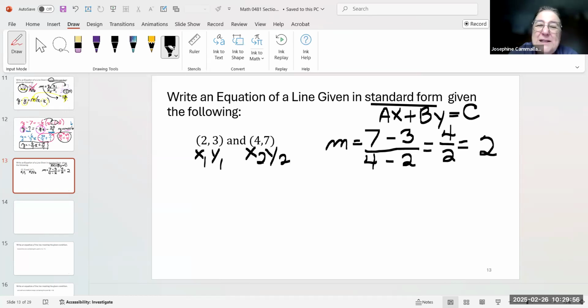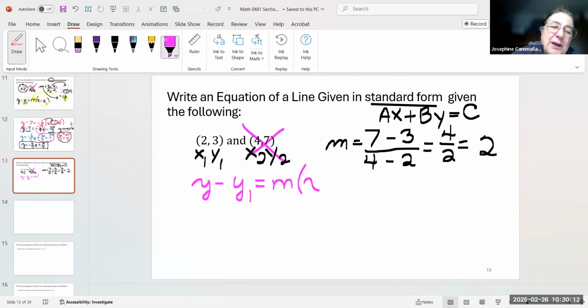Well, once I get this slope, I don't want to look at that point again. I'm now using y minus y sub 1 is equal to my slope times x minus x sub 1. Let's fill in the parts. This 2 is my m.